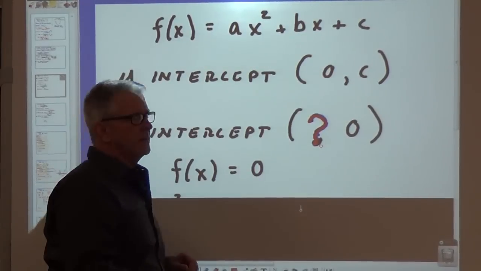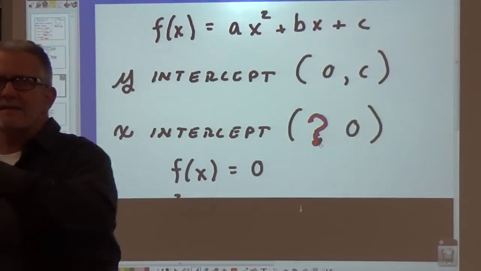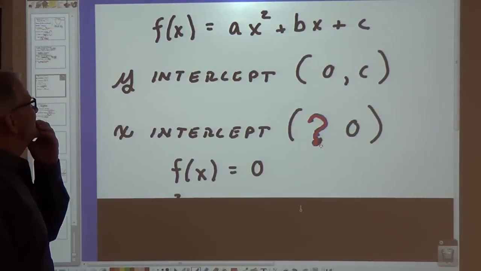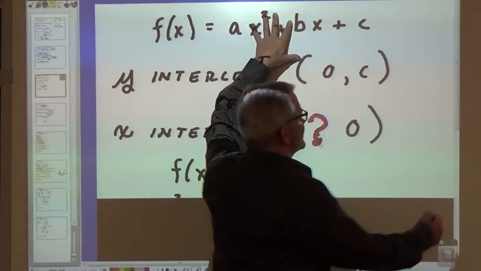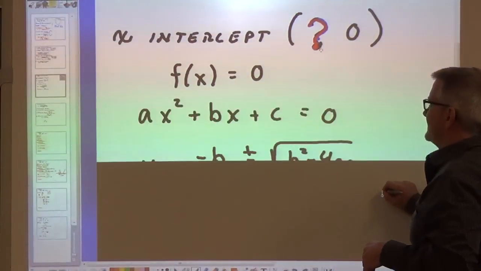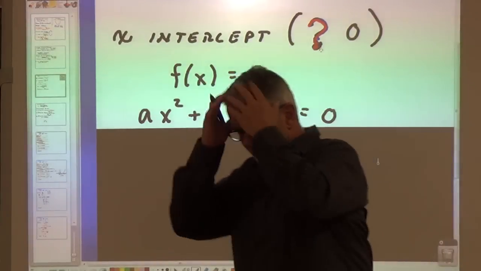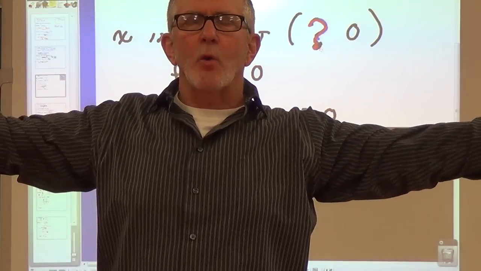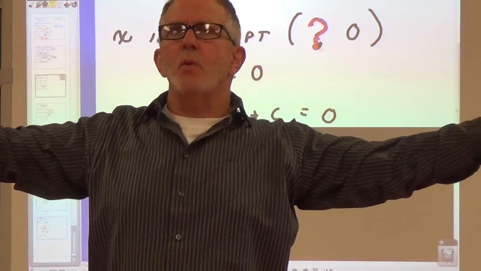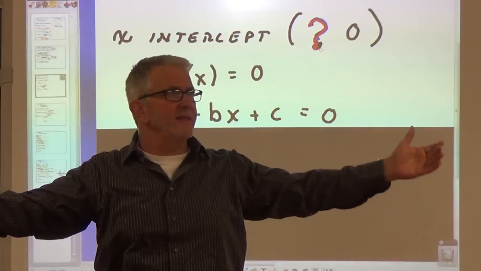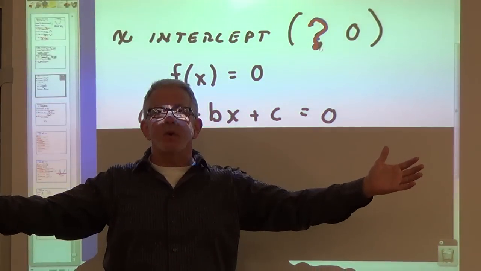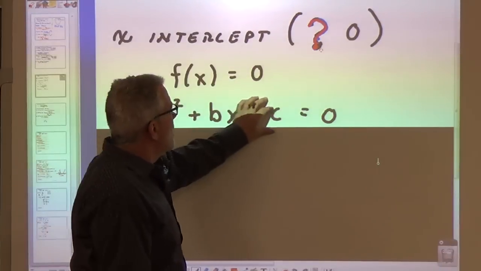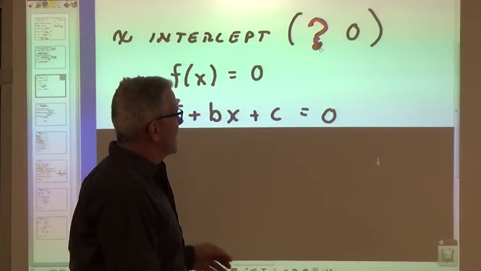Where the y is equal to 0. Where this is equal to 0. Why in the world do you think you learn about the quadratic formula? You use the quadratic formula, ladies and gentlemen, to find the x-intercepts of a quadratic function.